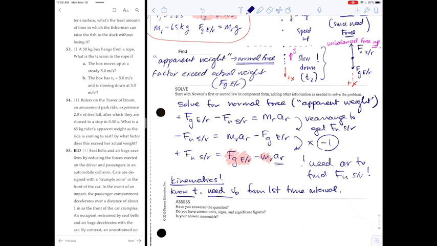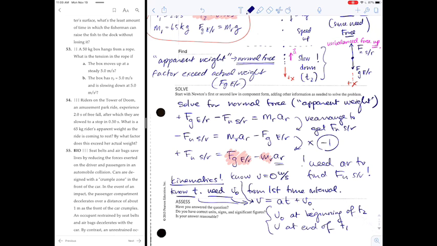Okay, so if I know these two things, then I could use the second kinematics equation, because I know she does stop at the end of time interval 2. So that suggests I want to use this particular equation, but I do need to know her starting speed. Her starting speed at the beginning of time interval 2 is her final speed at the end of time interval 1.